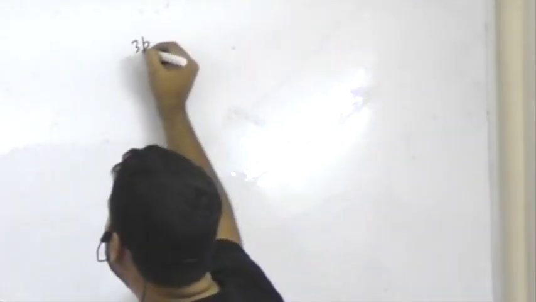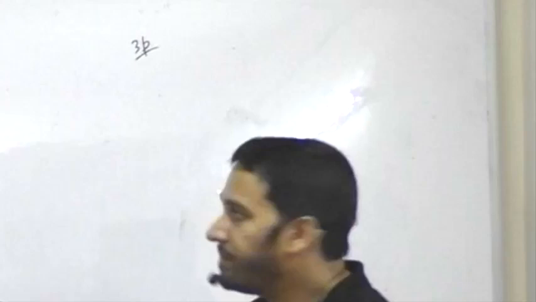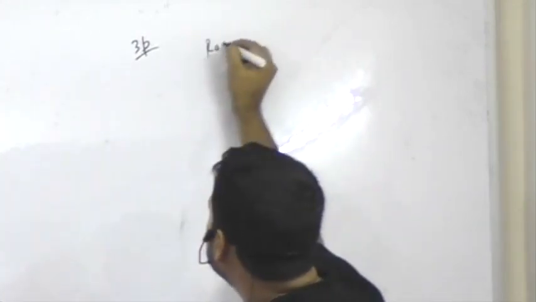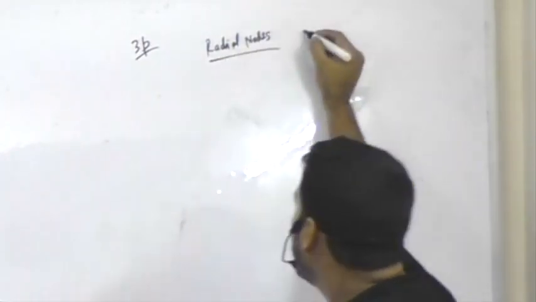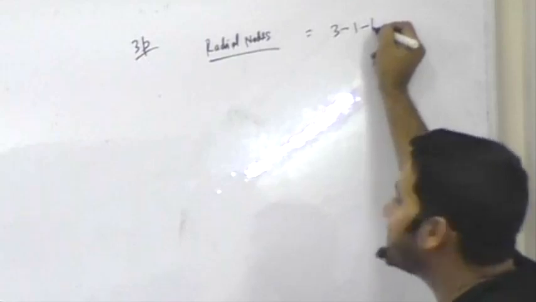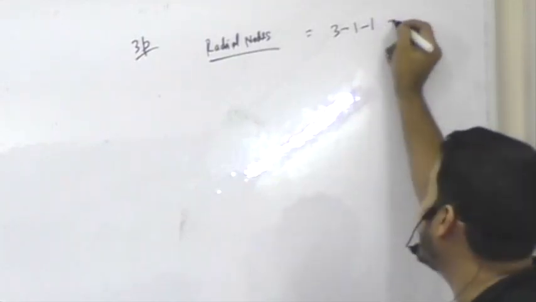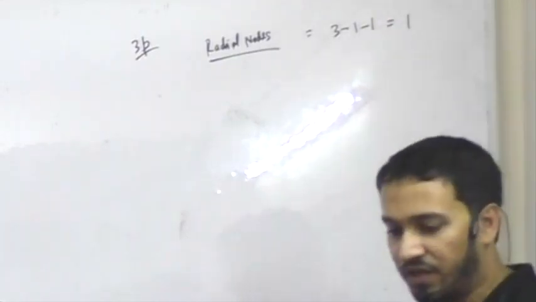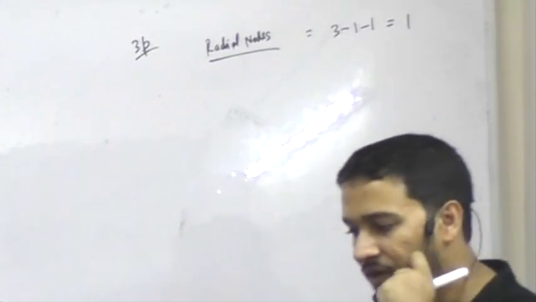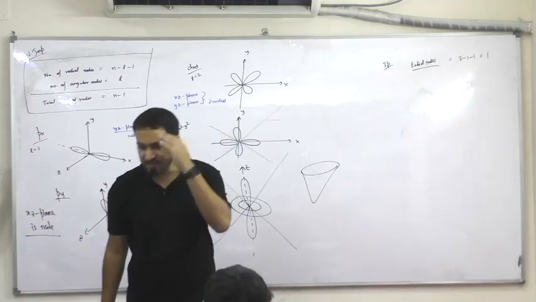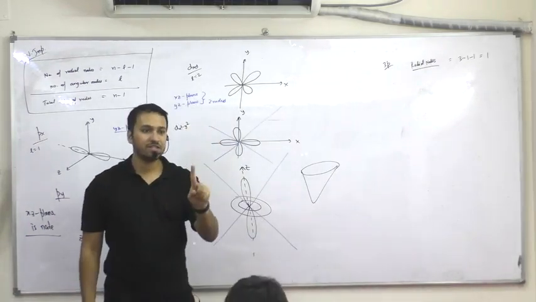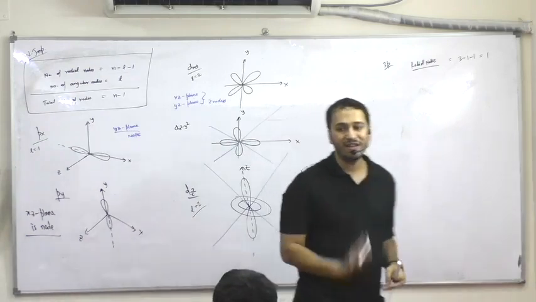Suppose I give you 3p. How many radial nodes? Tell me, how many radial nodes? n minus l minus 1 means 3 minus 1 minus 1. For p, l is equal to 1, so how much is this? 1. Look at the radial node graph for 3p, in figure 2.10. How many times is it touching the x-axis? Once, because it has one radial node.